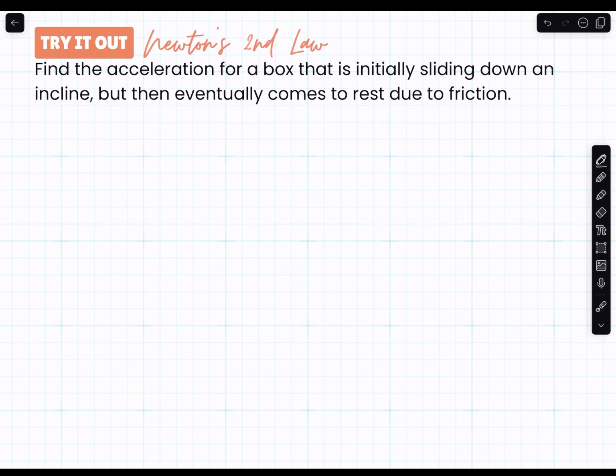Remember, you can watch thousands of hours of football, but it's never going to make you a great quarterback. You always, always, always have to practice. So don't just watch me do the physics, do it yourself.